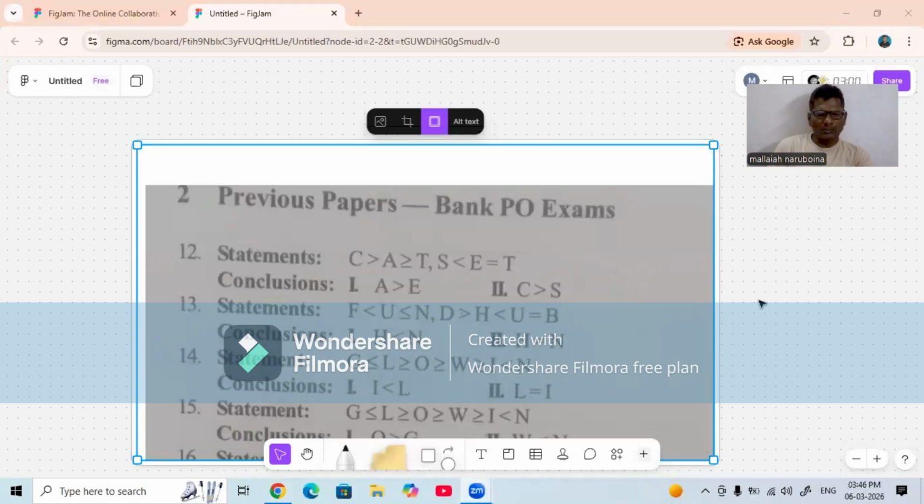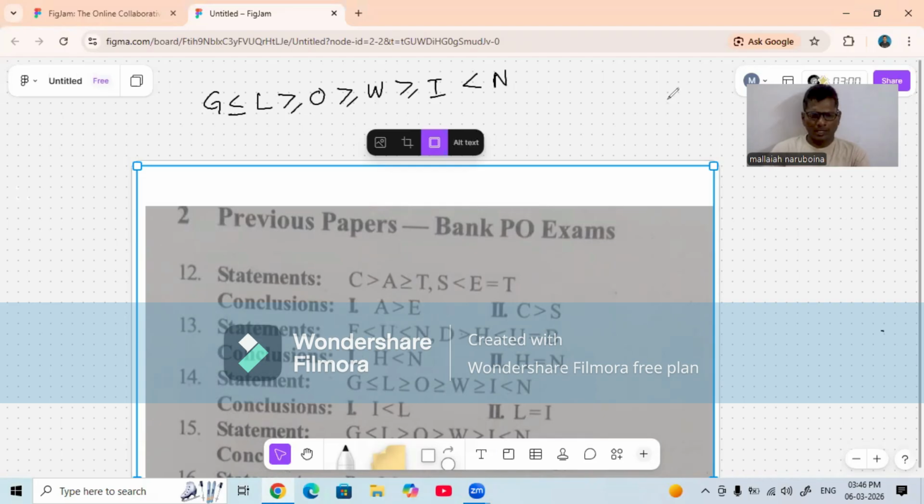Let us solve the 14th question. G ≤ L ≥ O ≥ W ≥ I < L. Only a single statement is given. Conclusion 1 is I < L. This is conclusion 1. Conclusion 2 is L = I.